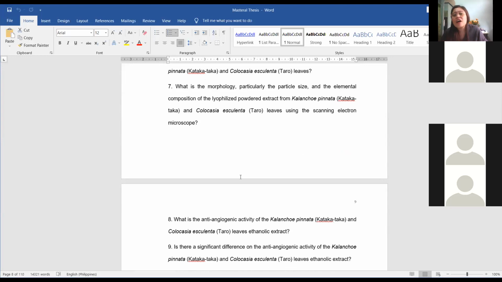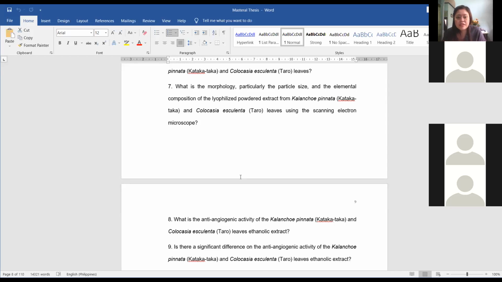But take note of the number 9 na statement of the problem. Is there a significant difference on the anti-angiogenic activity of Kalanchoe pinnata, katakataka, and Colocasia esculenta, taro leaves ethanolic extract? So this time, since ang pangutana is answerable using inferential statistics, then pag inferential statistics, naay hypothesis. So ang gigamit nato is null hypothesis in the negative form. Kung paano nimo gi-state ang statement of the problem, that's how you should state the null hypothesis also.